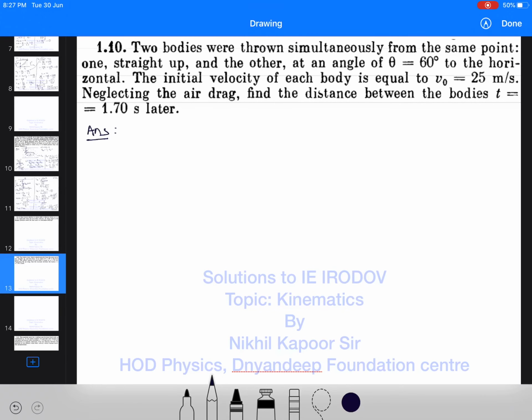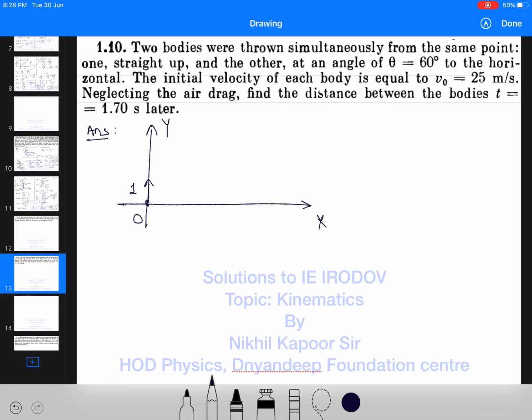Let's start with the 10th question. Now what is said here? Two bodies are thrown simultaneously from the same point. So this is the throwing point, and we consider the throwing point as origin. And this is the y-axis, and this is the x-axis. Now they said one body is thrown straight upward.